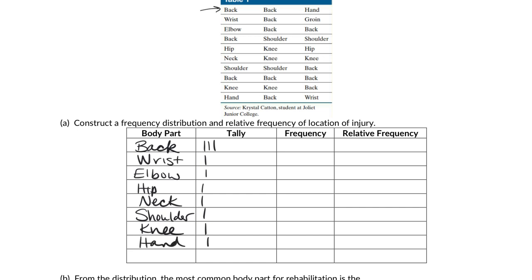And we go up to the next column. It says back, and then back, and then back. We have shoulder, knee, knee, shoulder, back, knee. I got lost. Back. And then another hand, and then a groin injury. And then another back, and then another shoulder, and then the hip, and then the knee, and then 3 backs, 1, 2, 3, and then another wrist.